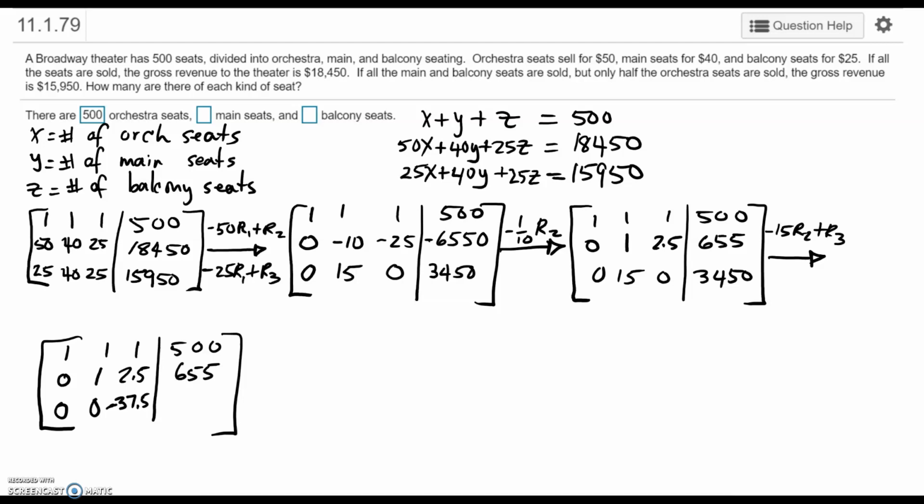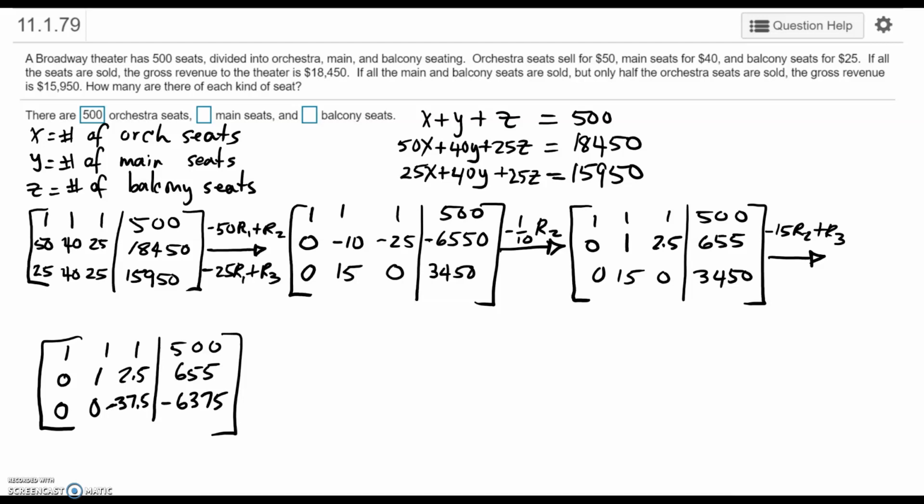And what I did was I added that to 0 and it gave me a negative 37.5. And then a negative 15 times 655 gives me a negative 9,825. When I add that to 3,450, I get a negative 6,375.